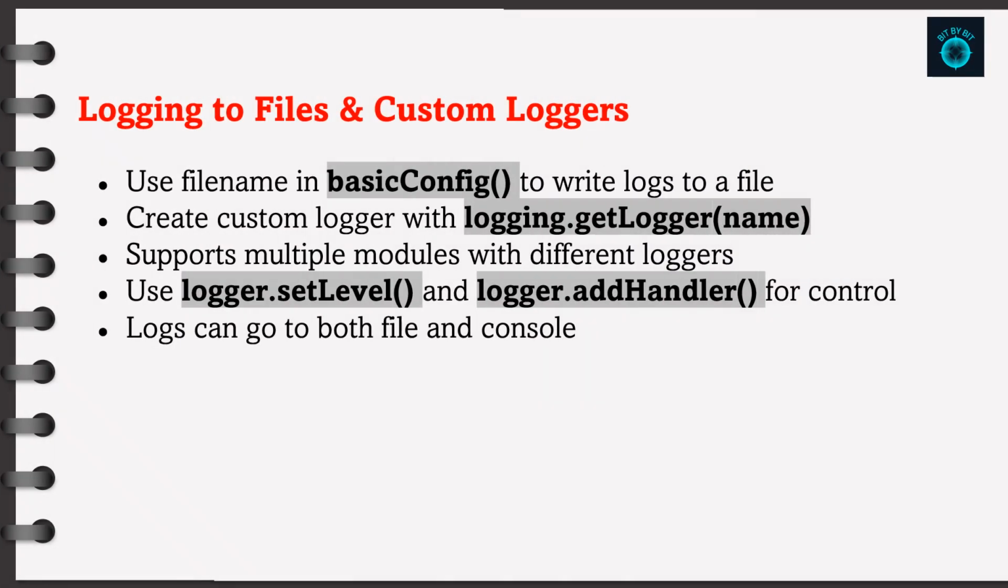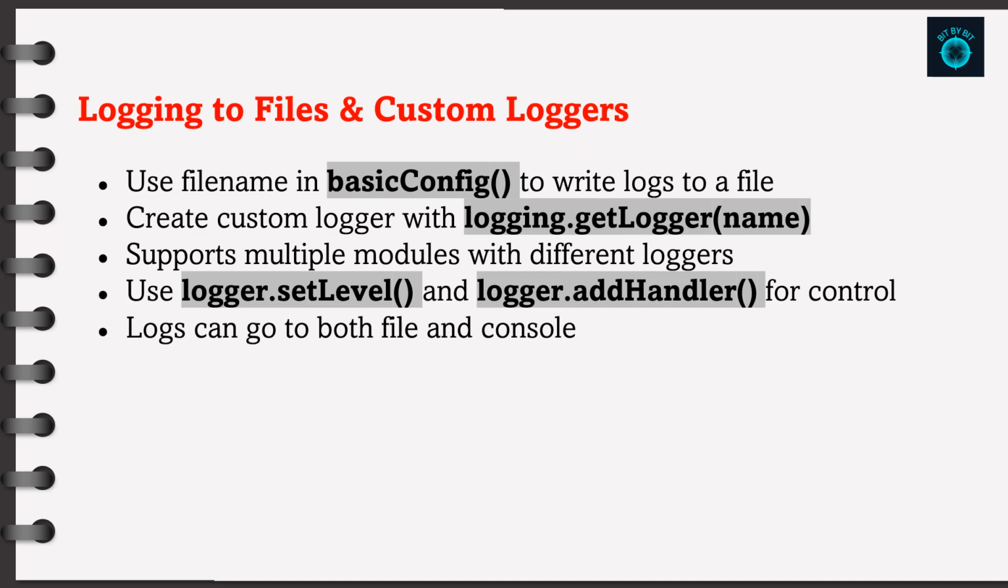Logging to files and custom loggers. In real applications, you'll often want to save logs to a file instead of printing everything to the terminal. To do that, just add the filename parameter to logging.basicConfig. This tells Python to write logs to a file.